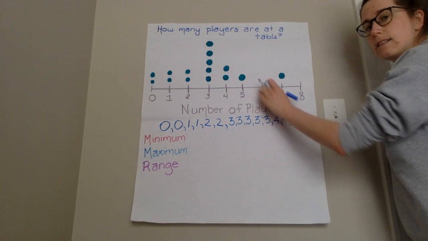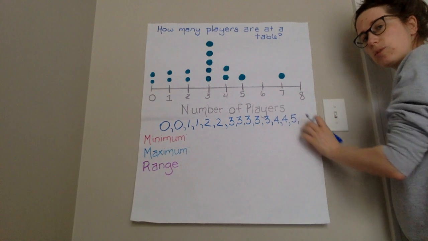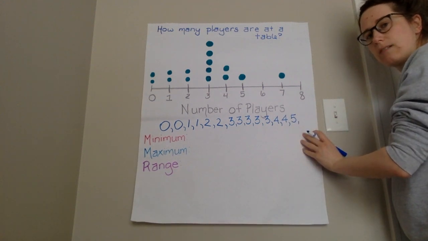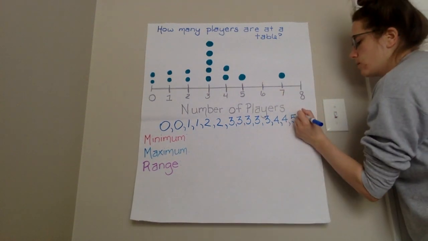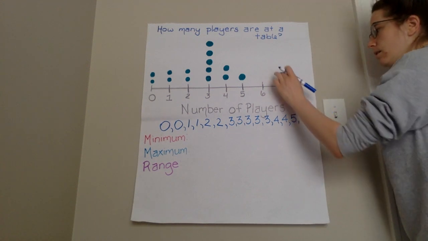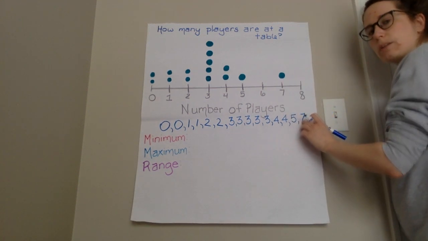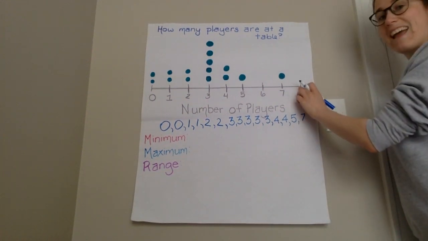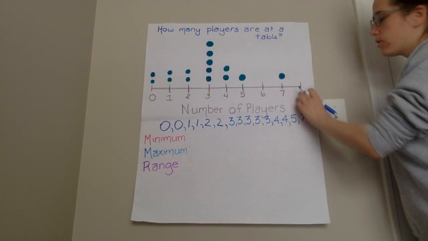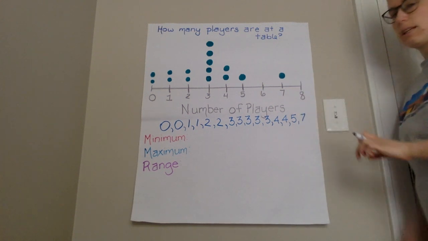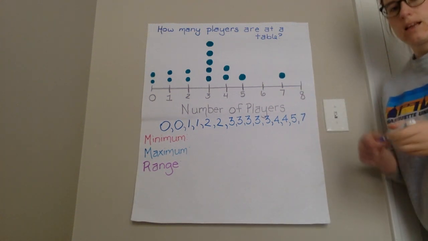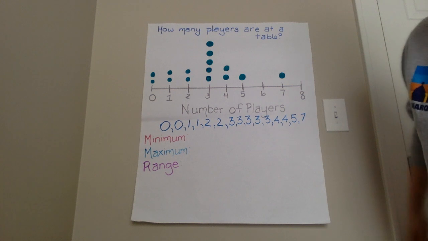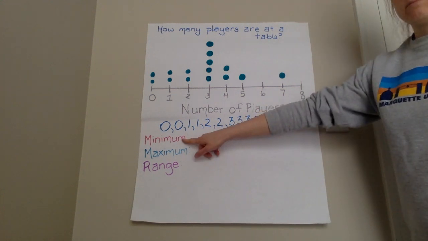The 6 doesn't have any dots above it, so I'm not going to include it in my data. The 7 has 1 dot, 1 number 7. The 8 doesn't have any dots above it, so that means it's not going to be included in my data set. The next step is to find the minimum.